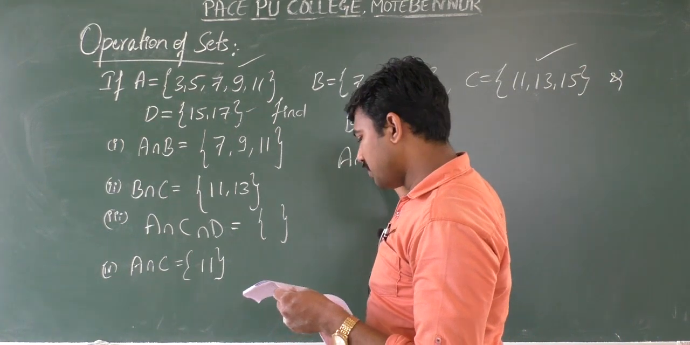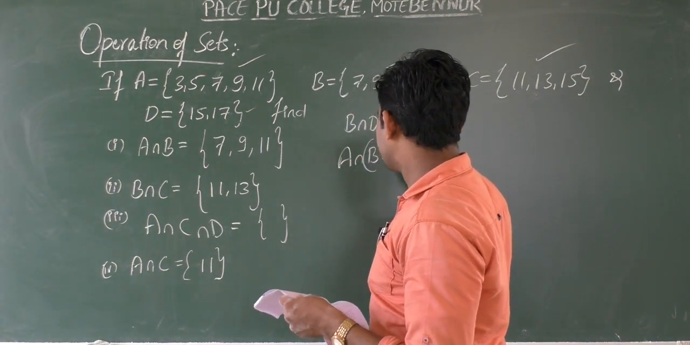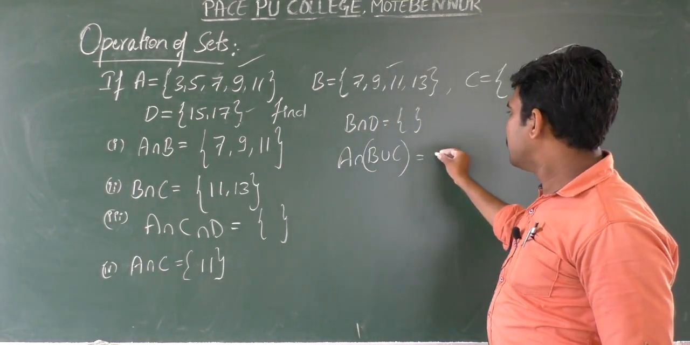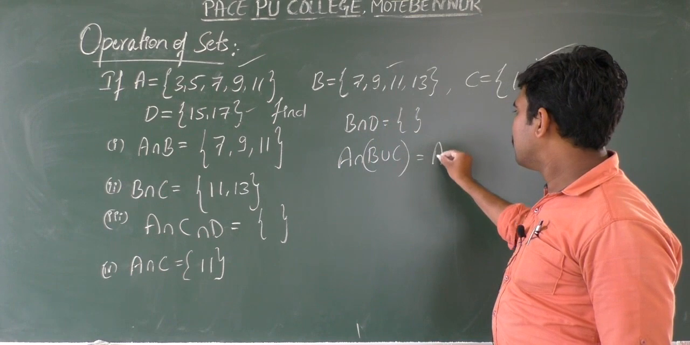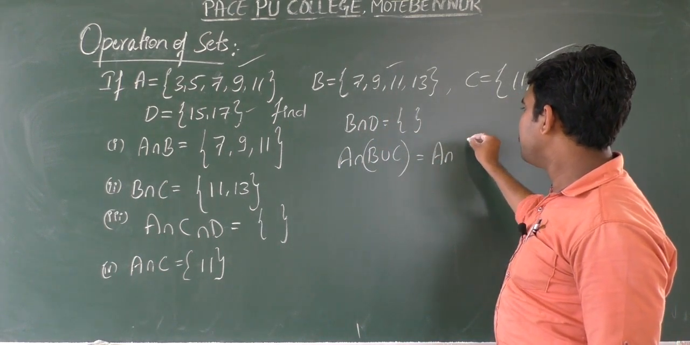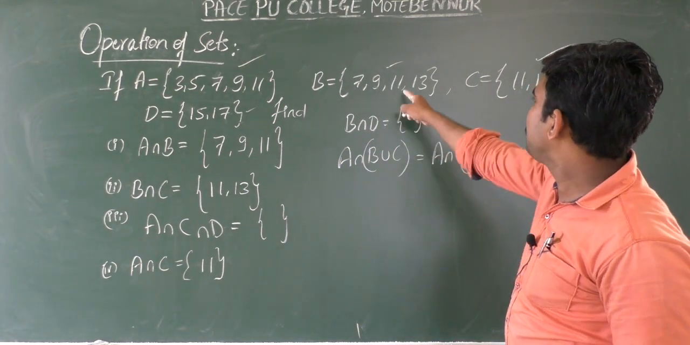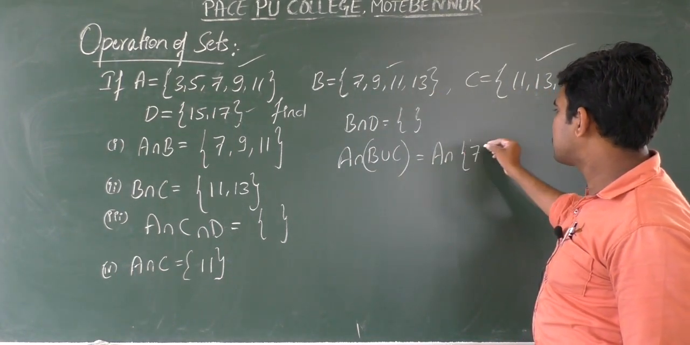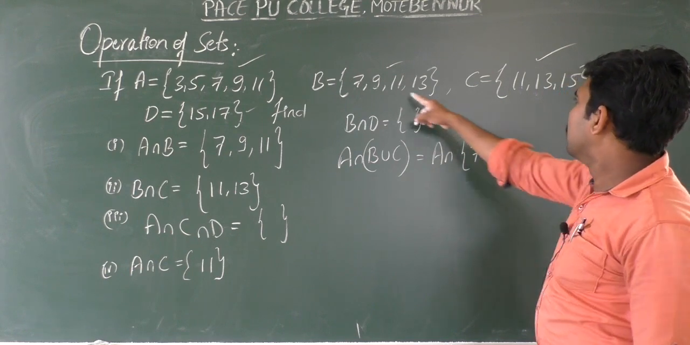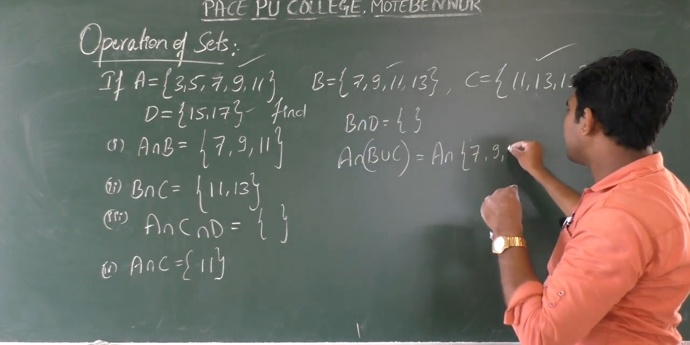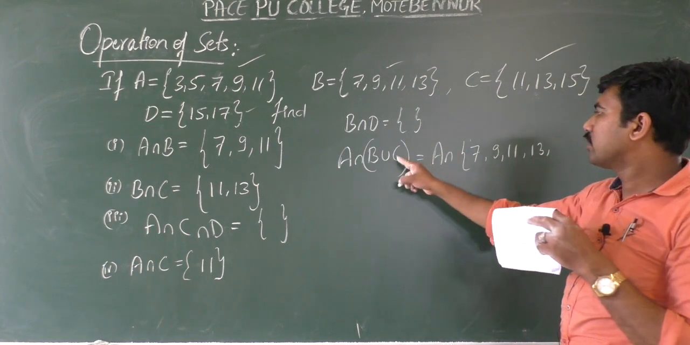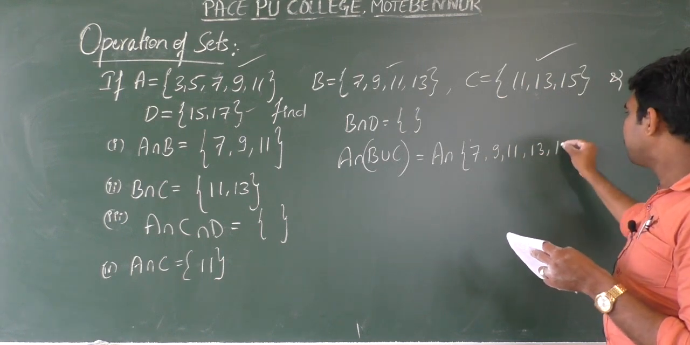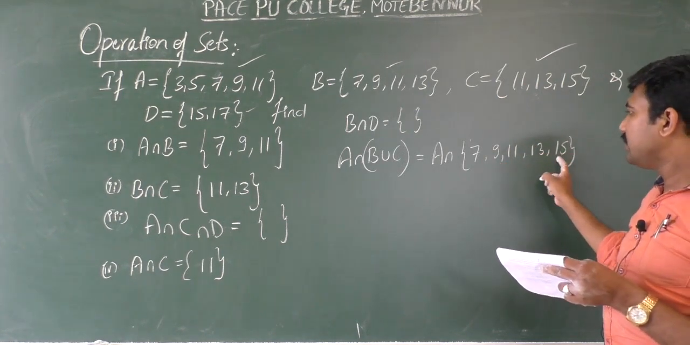Next, A intersection B union C. First, check what is B union C. Collect all the elements. Collect all the elements of B: 7, 9, 11, 13, and all the elements of C: 11, 13 we already have, don't write again, next 15. So this is B union C.